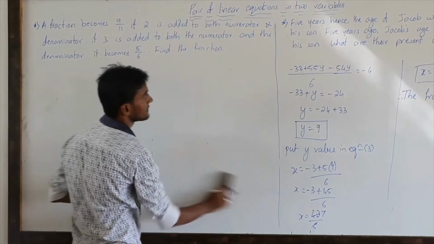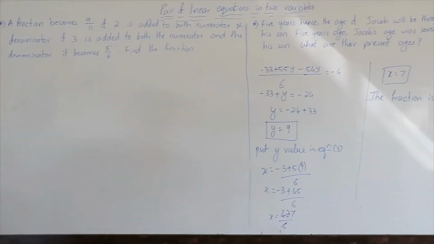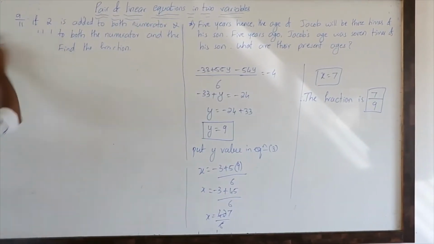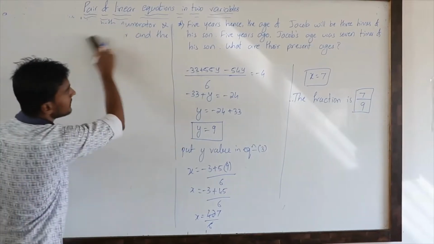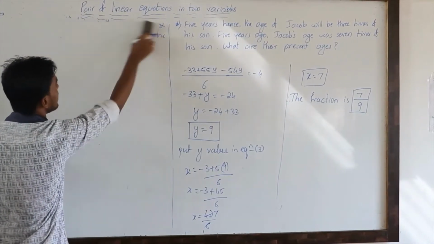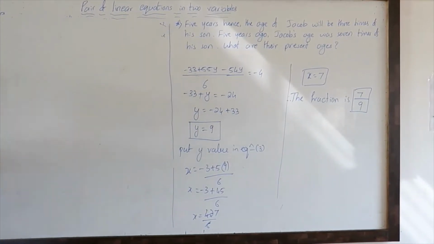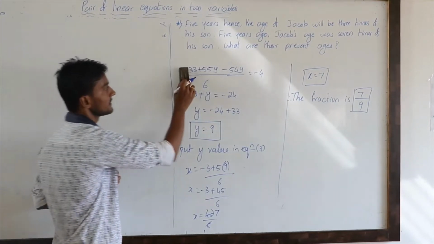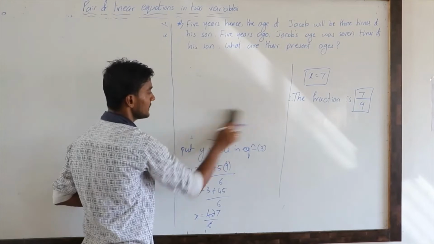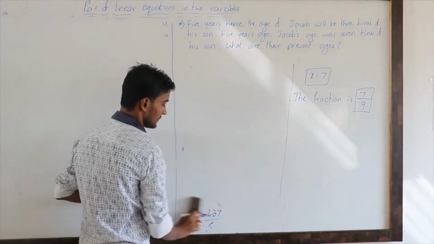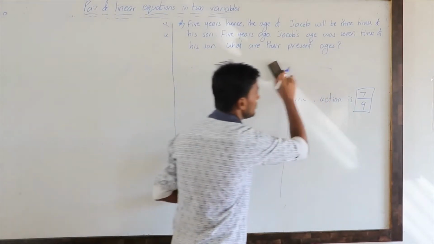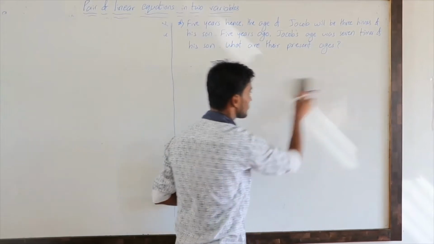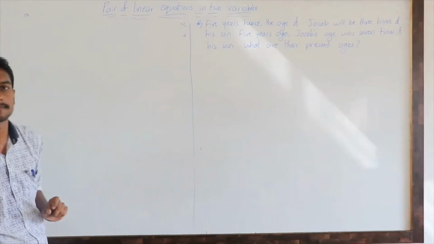5 years hence, the age of Jacob will be 3 times that of his son. 5 years ago, Jacob's age was 7 times that of his son. What are their present ages? So it means here, Jacob and his son. They have considered in this question Jacob and his son.